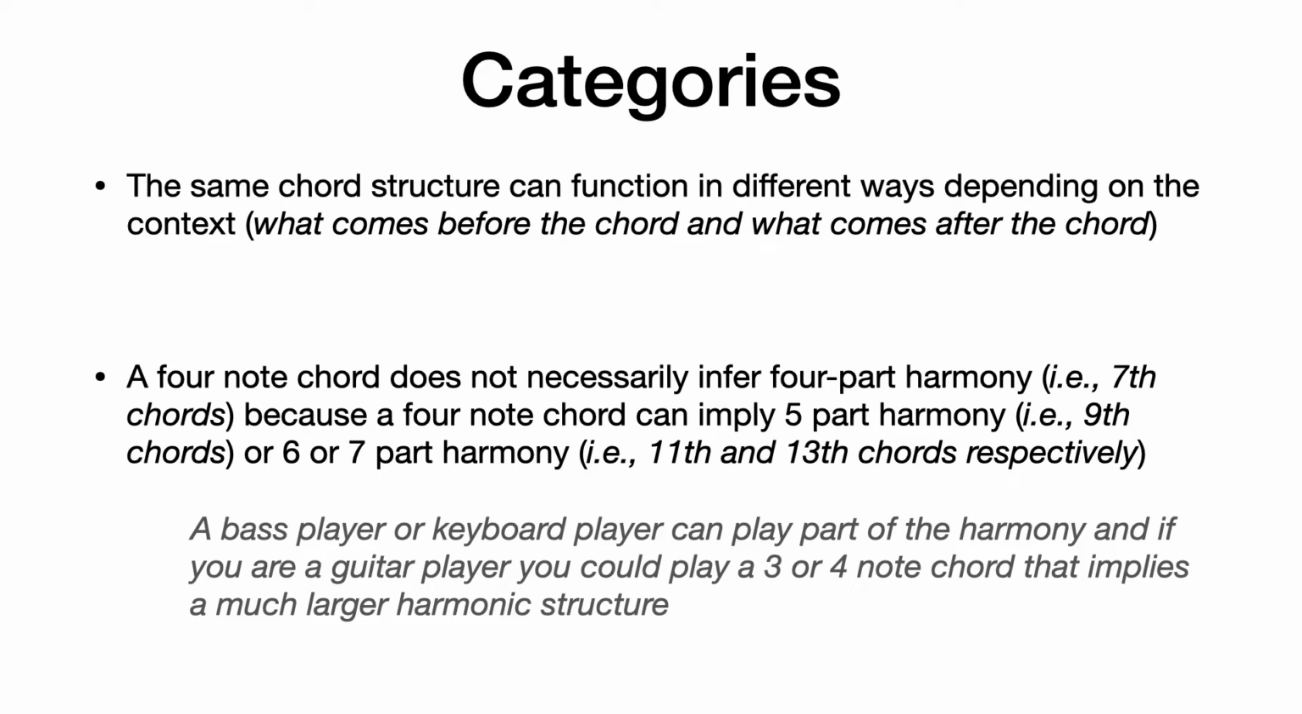And a 4-note chord does not necessarily infer 4-part harmony. In other words, minor 7th, major 7th, or dominant 7th. Because a 4-note chord can imply 5-part harmony, for example, a 9th chord, or 6 or 7-part harmony, an 11th chord and 13th chords respectively. If you're playing in a band, a bass player or keyboard player can play part of the harmony, and if you were a guitar player, you could play a 3 or 4-note chord that implies a much larger harmonic structure. So you always have to take that into account.